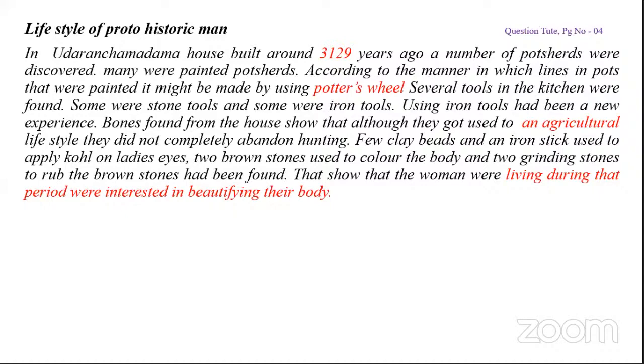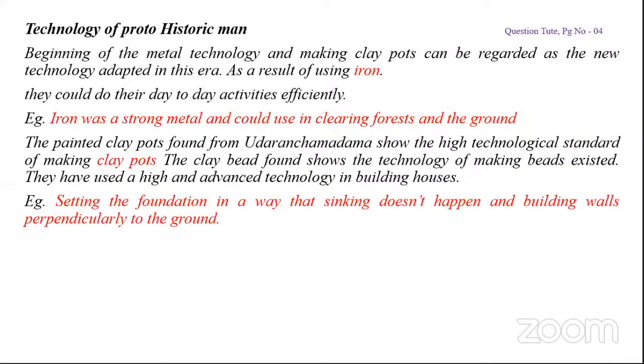And one, that is technology. For the technology, the beginning of metal technology and making clay pots can be regarded as the new technology adapted in this era. So as a result of using iron, what happened? They could do their day-to-day activities very efficiently and effectively. Iron was a strong metal and could be used in clearing forest and the ground.